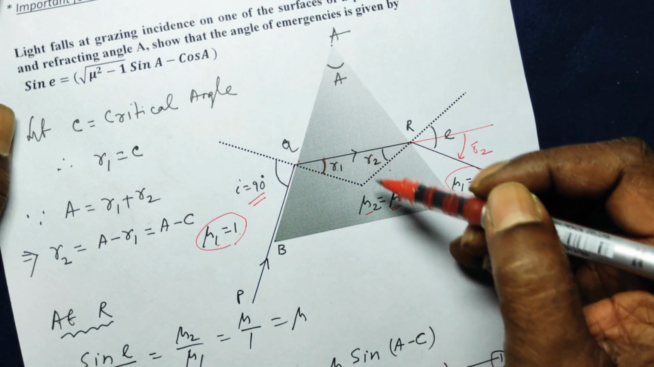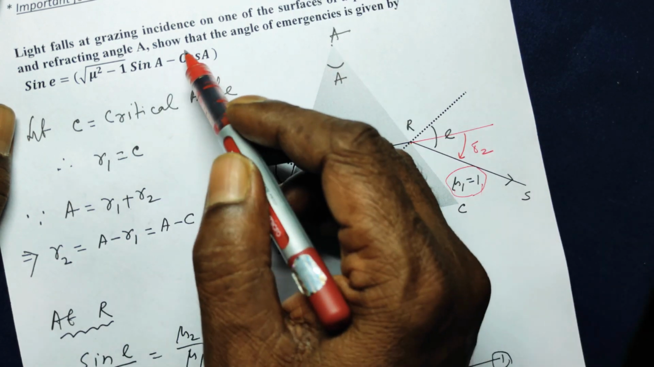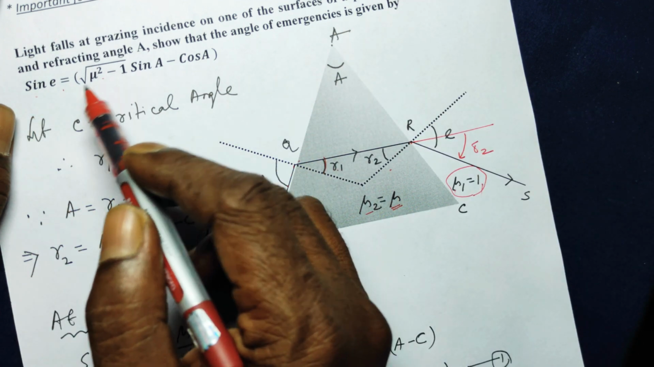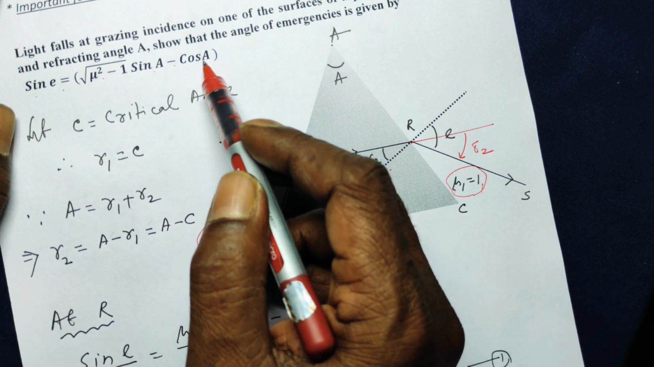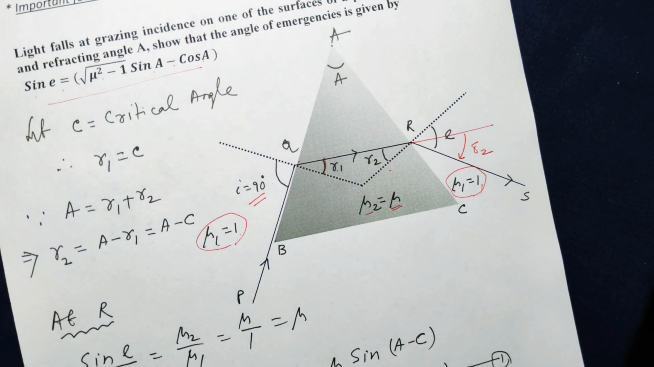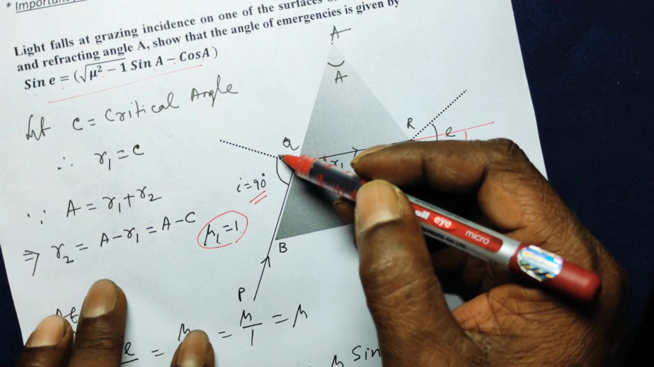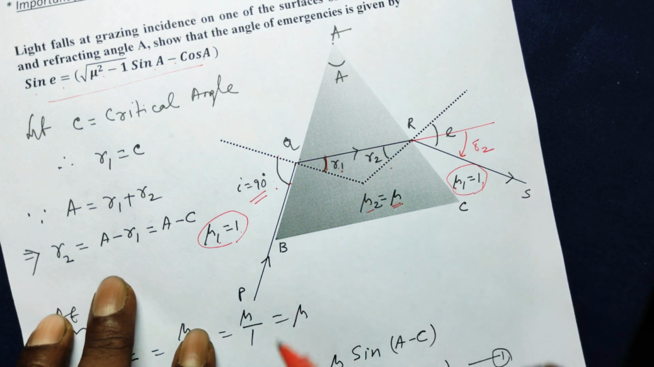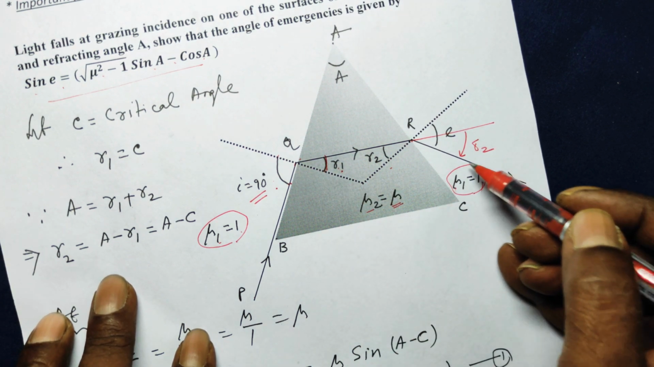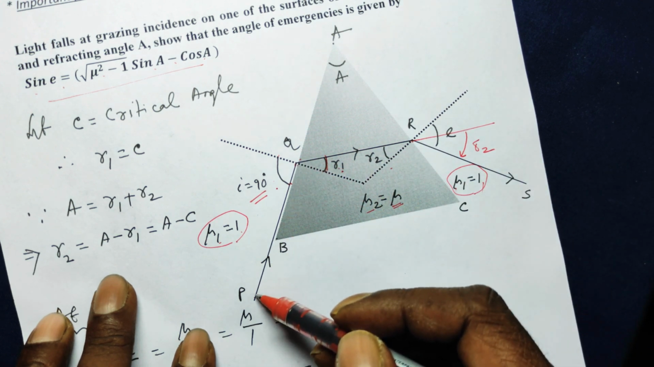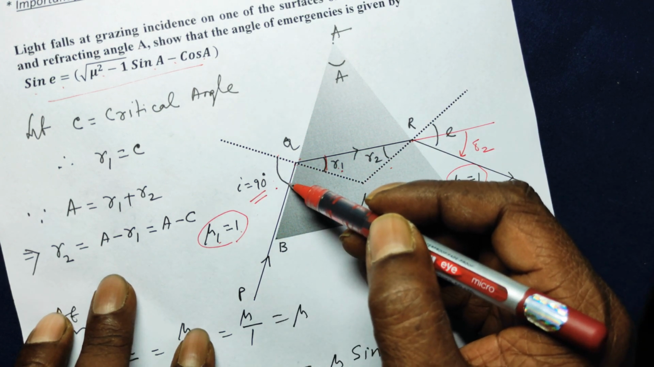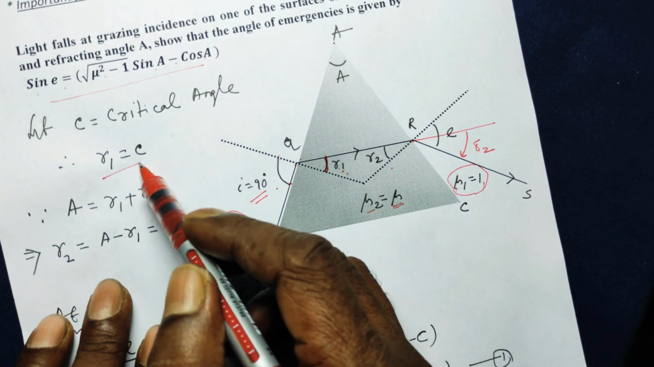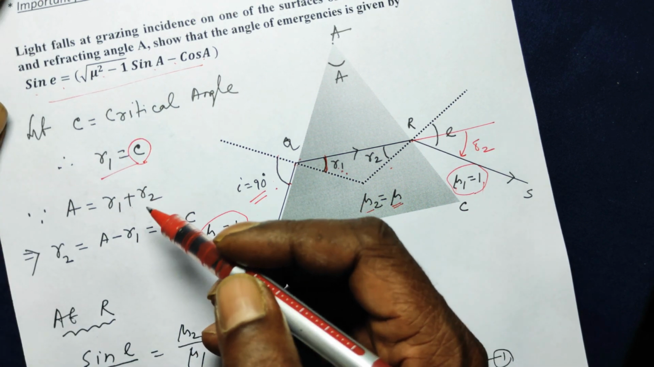The refractive index is mu and the angle is A, so that the angle of emergence is given by sine E is equal to square root of mu square minus 1 times sine A minus cos A. This is a general expression. So this is a general problem. Since the angle of incidence here in the rarer medium is 90, I have to call this R1 the critical angle. It means if light travels from this side, it will move to this side, making this 90 in the rarer medium. So R1 is called the critical angle. I will represent it as angle C.